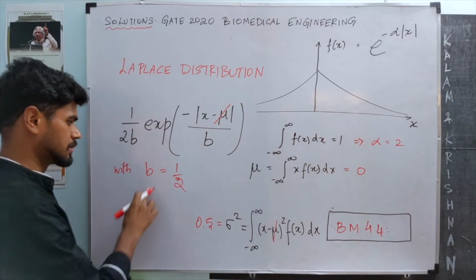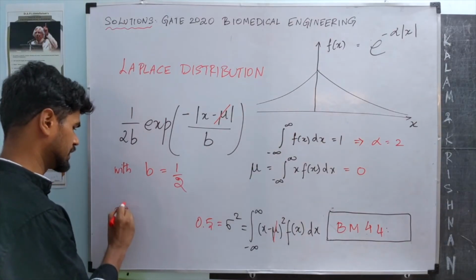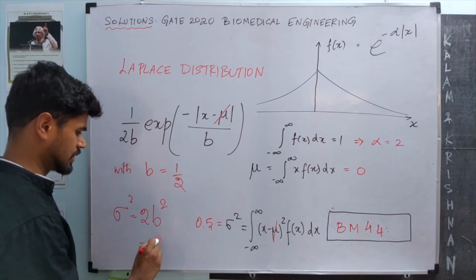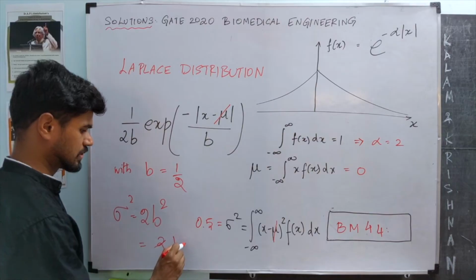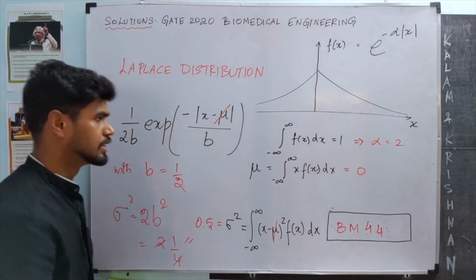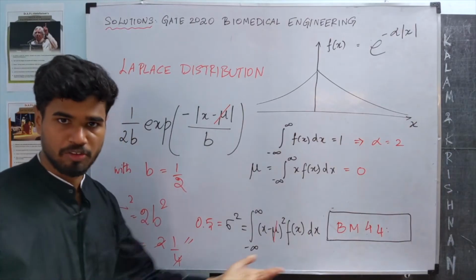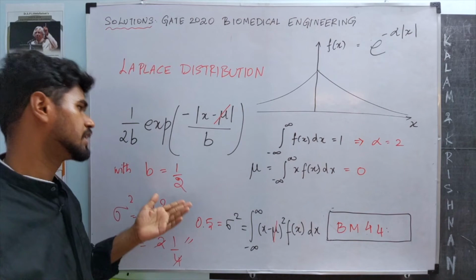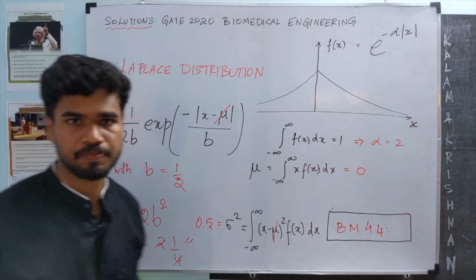Once you realize b is 1 over 2, the variance of a Laplace distribution is 2b square, which is 2 times 1 by 4, which is 0.5. This is the shortest way to answer this question. It involves a bit of memory, but Laplace distribution is one of the standard distributions, and it's a good idea to remember what the distribution is, what its variance and mean are.